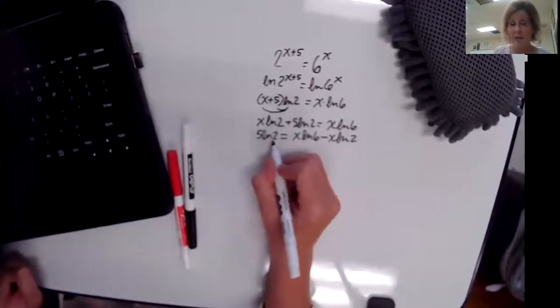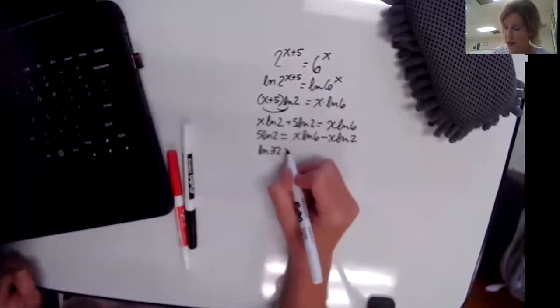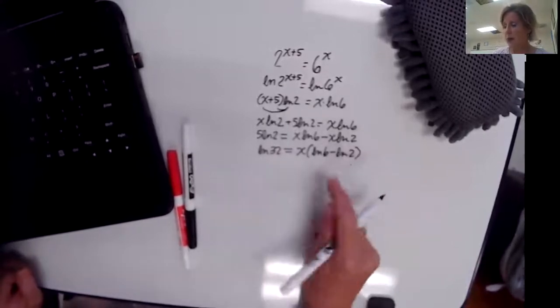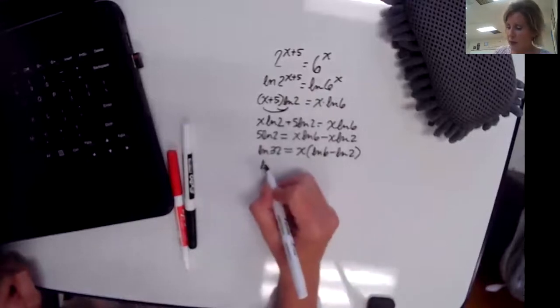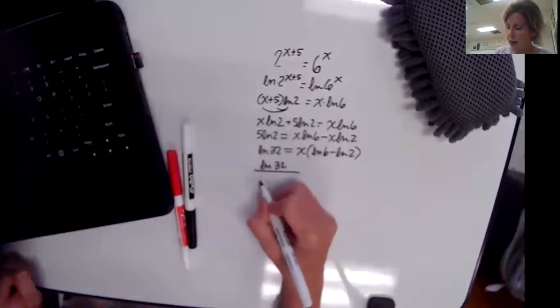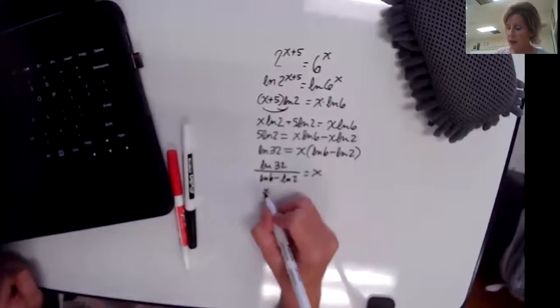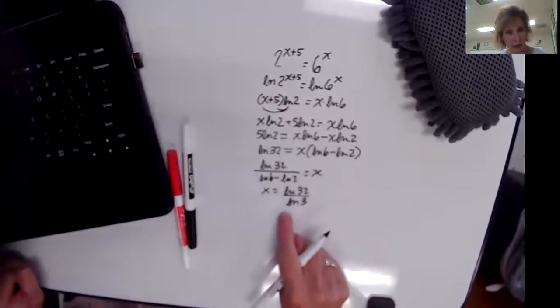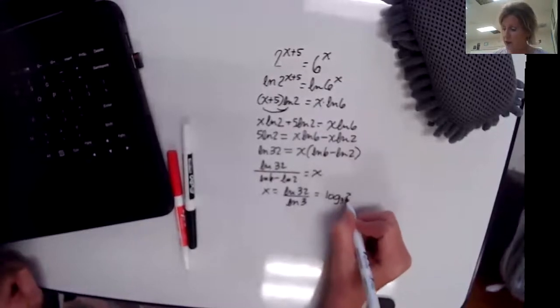So keep in mind, 5 ln 2, if you wanted to make it ln of 32, 2 to the 5th, you could. You're not under an obligation to do that, though. Let's factor out x, and we'll have ln 6 minus ln 2. Again, you can leave it ln 6 minus ln 2, but do you see you could also make it ln of 3 by doing 6 over 2? So ln 32 over ln 6 minus ln 2 equals x. And again, if you made it x equals ln 32 over ln 3, this would be even easier to plug in your calculator. And look, you could also write that as log base 3 of 32.